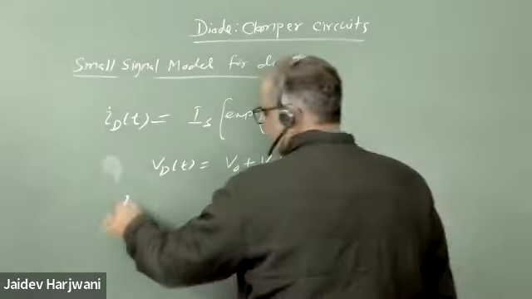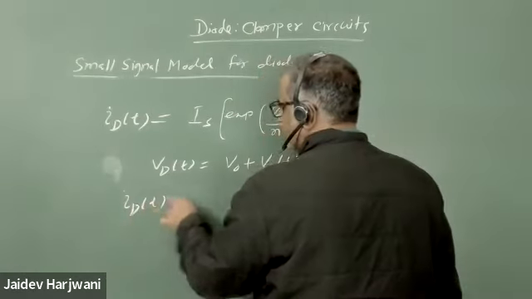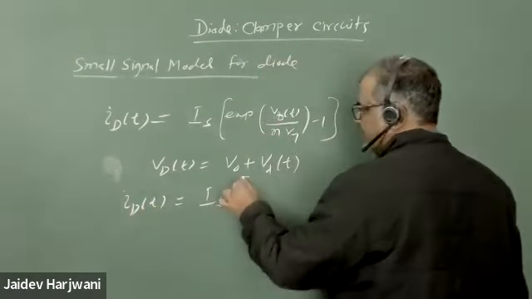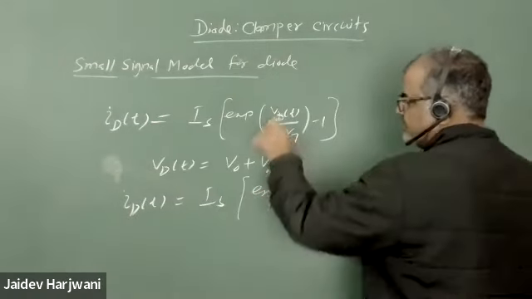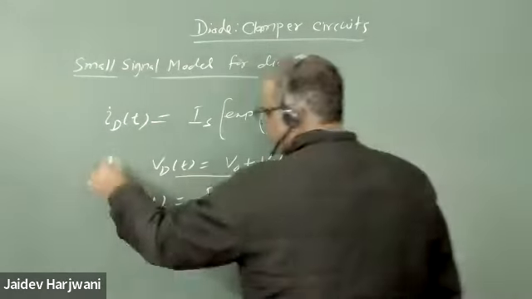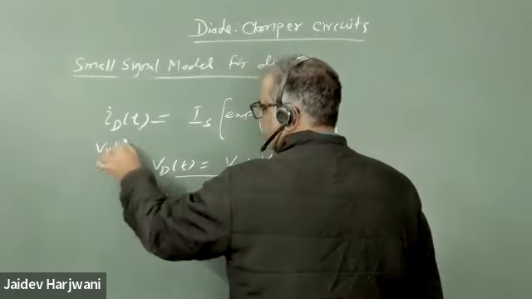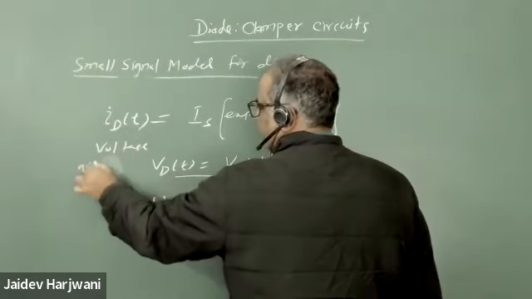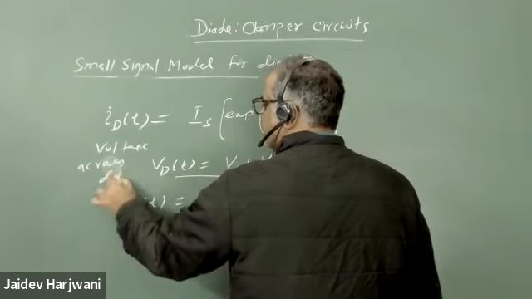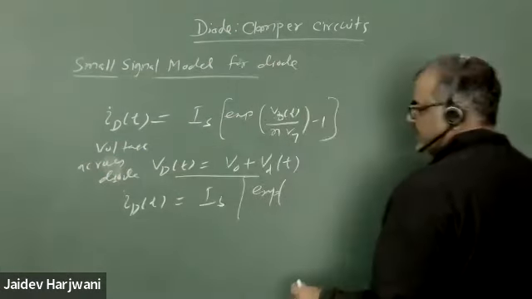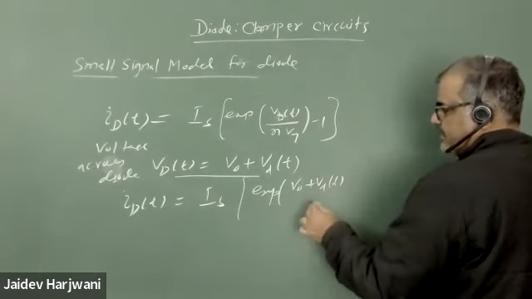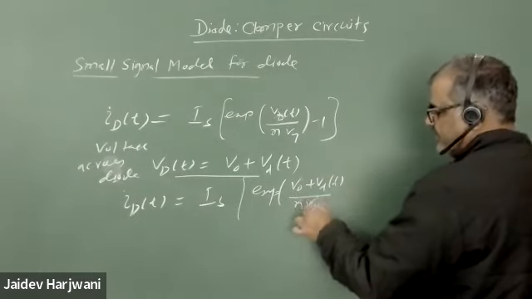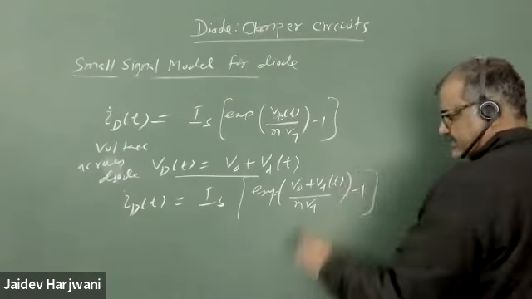Okay, now you want to write my IDT. IDT is IS exponential. Now you can put this VDT value, the voltage across the diode. So I can write V0 plus VDT upon eta VT minus 1.